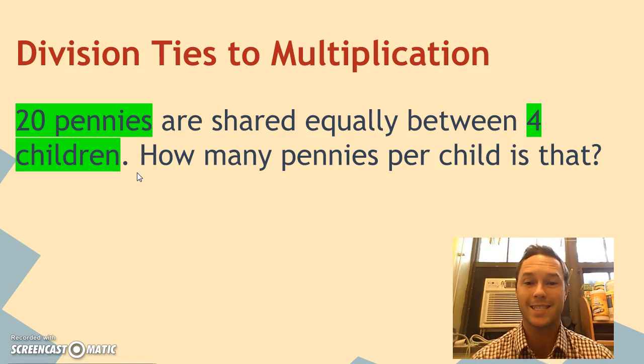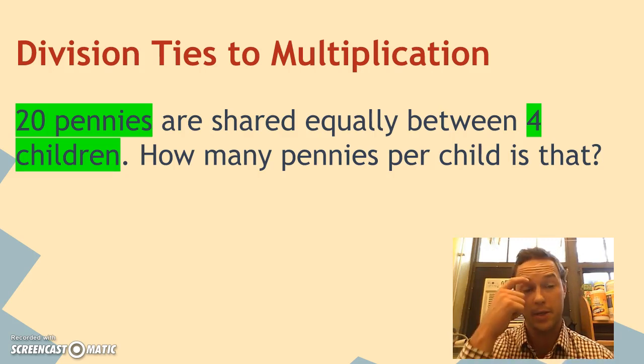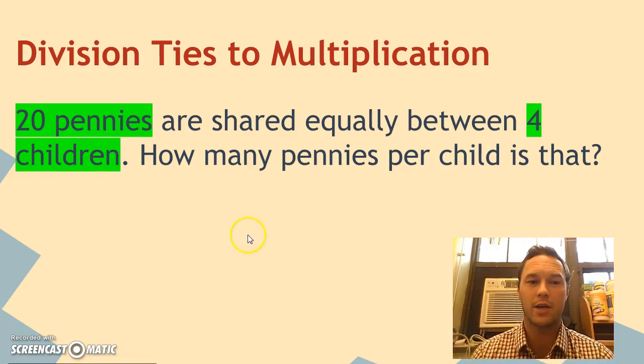And I want you to stop and see if you can work it through the picture model, where you draw out each child and then divide up the 20 pennies. So do that now. Hopefully you've had a second to pause and figure out how to do that with our picture model. Now I'll show you how to do it with our number grid model.